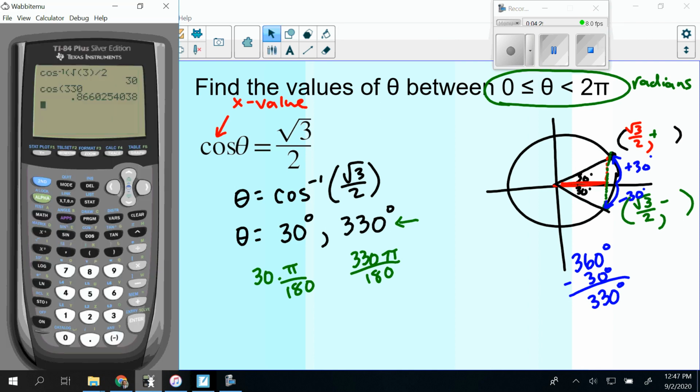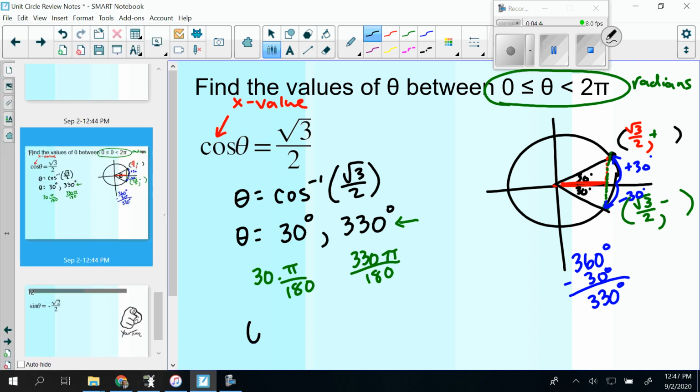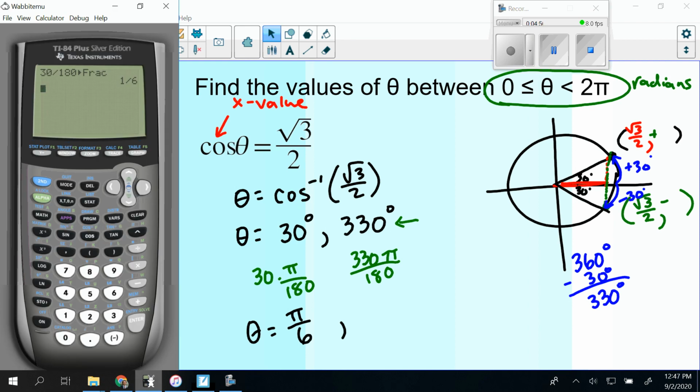Easy way to do it on the calculator is leave the pi out and just simplify the fraction. For example, 30 over 180 as a fraction. That one's pretty easy, it's 1/6. So if you put the pi back in there, that's pi over 6. You could do the same thing with the 330 over 180.